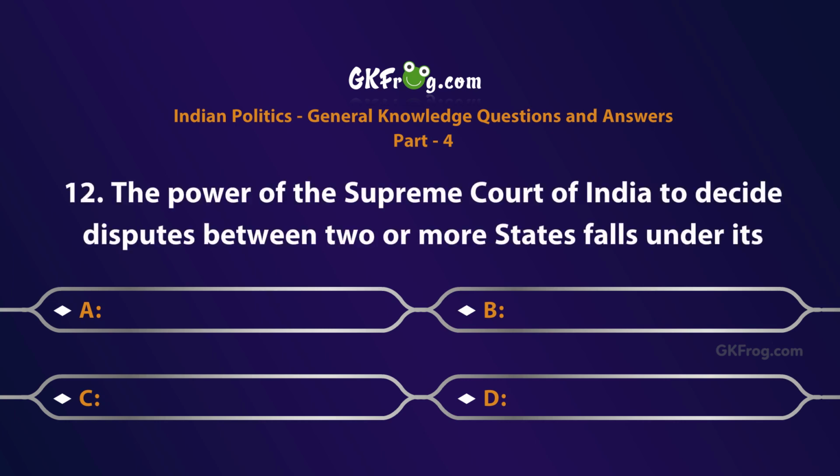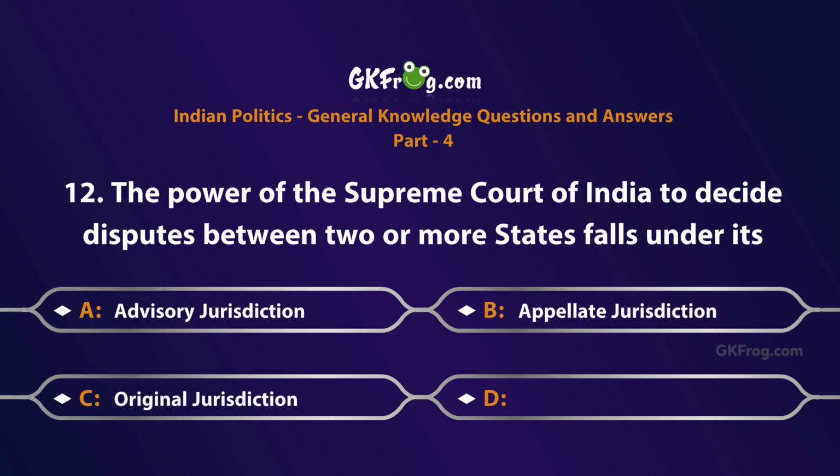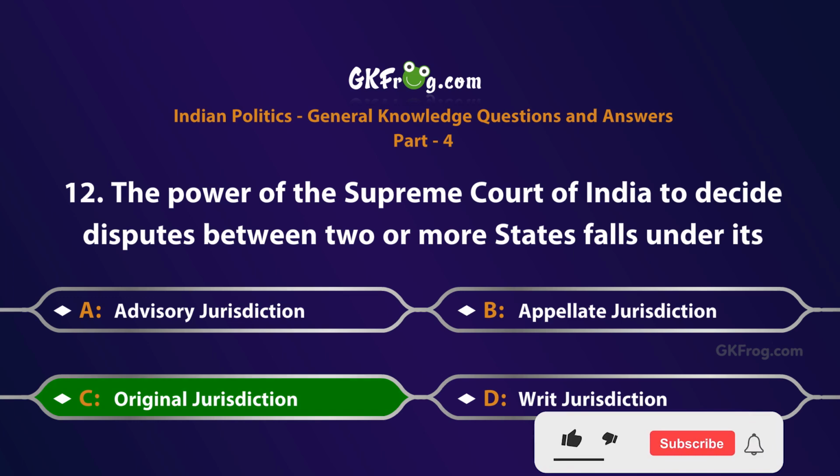The power of the Supreme Court of India to decide disputes between two or more states falls under its A. Advisory jurisdiction, B. Appellate jurisdiction, C. Original jurisdiction, D. Writ jurisdiction. Correct answer is C. Original jurisdiction.